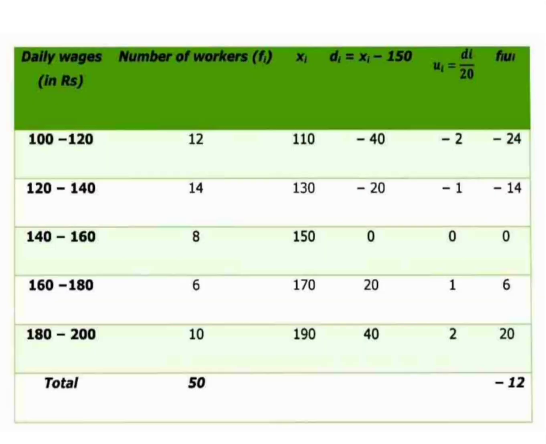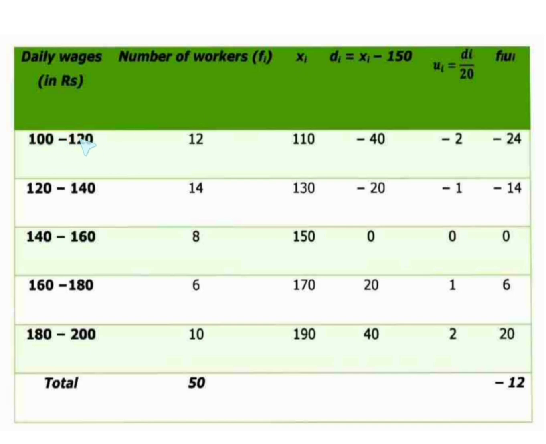Now write all the values in a table vertically. Daily wages are 100 to 120 with 12 workers, 120 to 140 with 14 workers, 140 to 160 with 8 workers, 160 to 180 with 6 workers, and 180 to 200 with 10 workers. The number of workers is the frequency, fi. And xi is the mid value of each class.